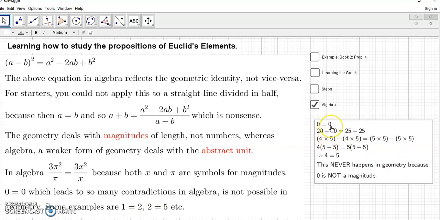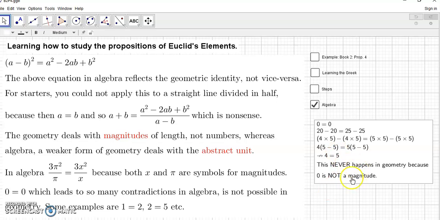So if you say 0 is equal to 0, which you cannot do in geometry because there is no such thing as a 0 magnitude, then of course you have 20 minus 20 is equal to 25 minus 25. And of course 20 is equal to 4 times 5. So you can go ahead very nicely and write down the third line, and you can factorize each side as you see in the fourth line. Until here you don't have a problem in algebra. But the minute you try to divide by 5 minus 5, or cancel it out as a factor, you get something which is total nonsense, okay? Because 4 is not equal to 5.